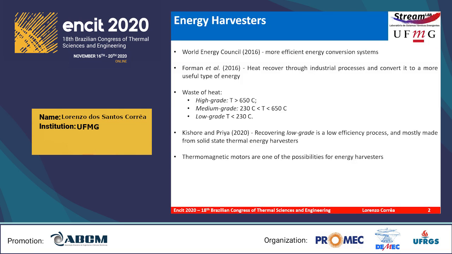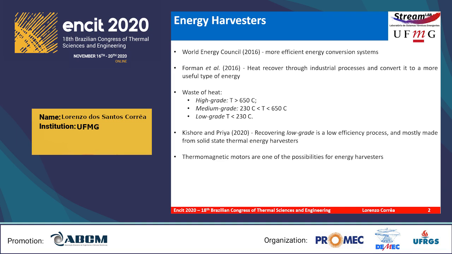The global energy demand is currently increasing. According to the World Energy Council, using more efficient energy conversion systems is a way to supply the increasing demand without increasing the energy production. One means to do that is to recover heat wasted through industrial process and convert it to a more useful type of energy, such as mechanical or electrical.